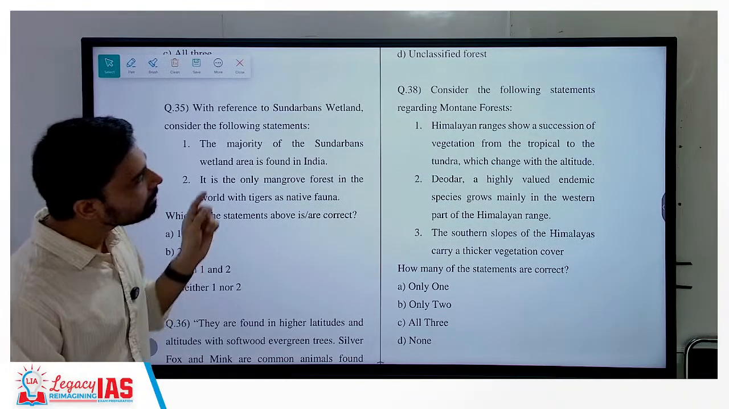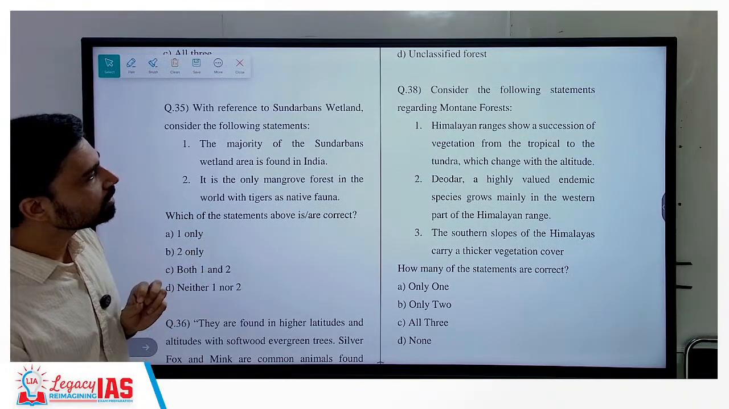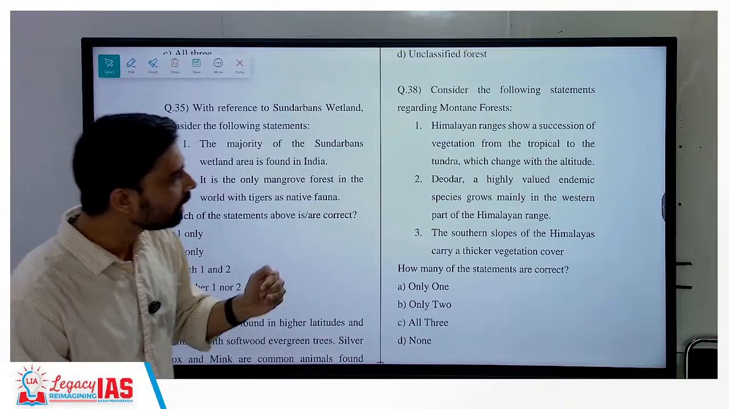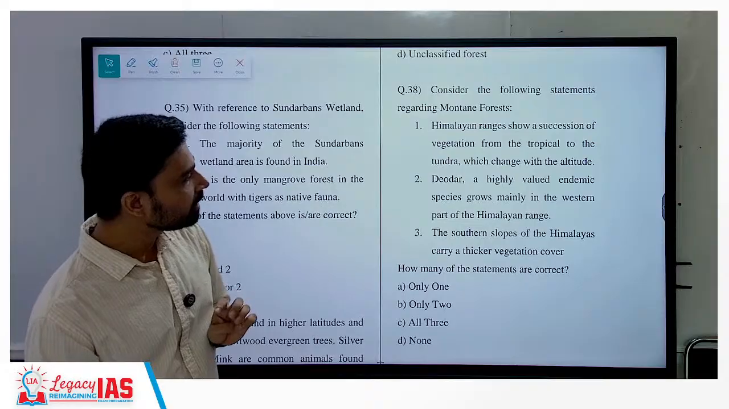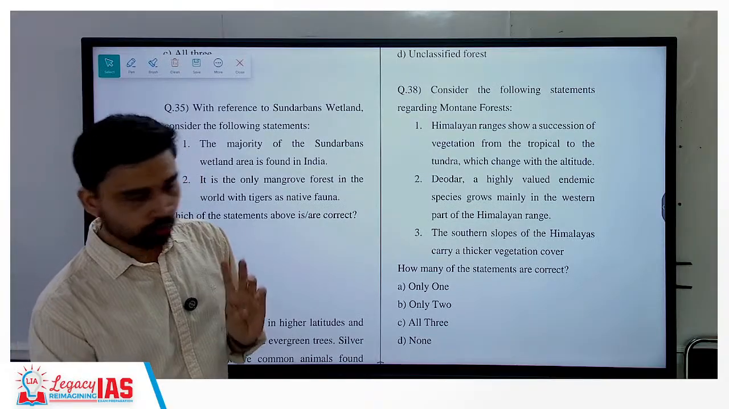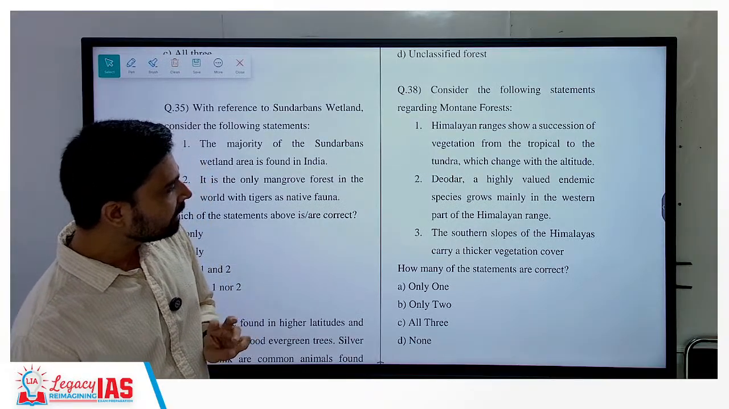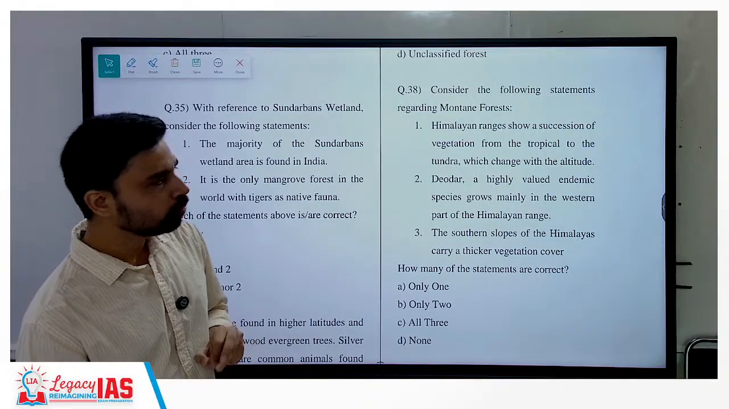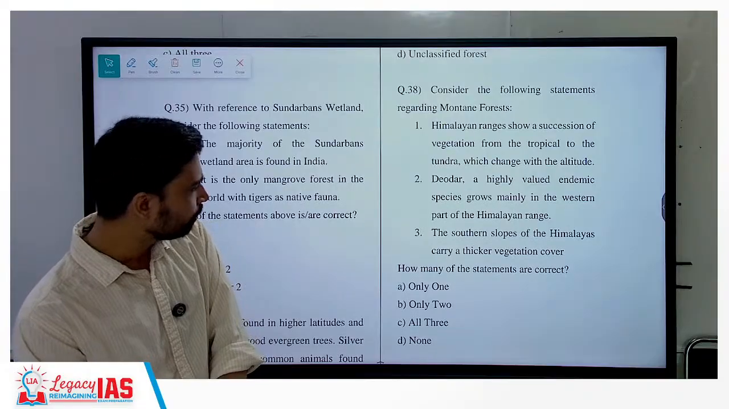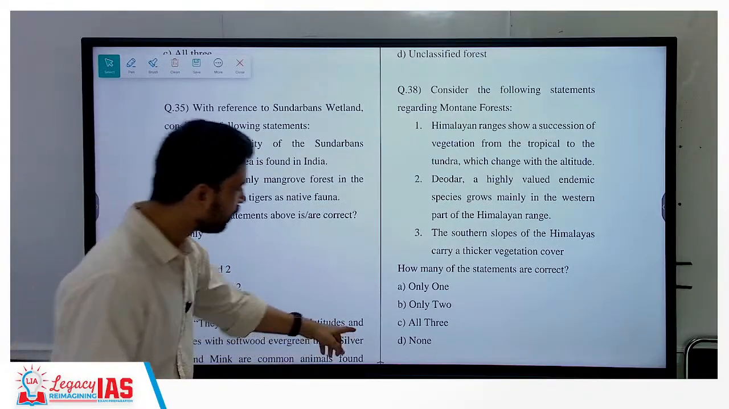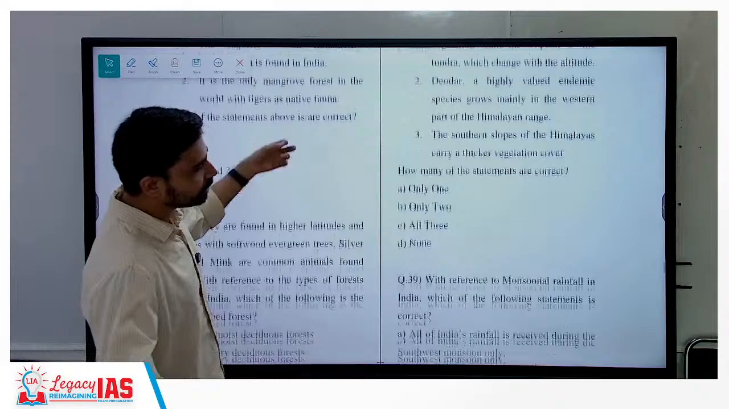Consider the following statement regarding montane forest. Himalayan ranges show a succession of vegetation from tropical to tundra which change with altitude. Right? Correct. Deodar is endemic species grown in the western part of Himalayas. True. Southern slope of Himalayas carry a thicker vegetation cover. True. Because you have more rainfall. Right? Orographic effect. More rainfall, more vegetation. What is the correct option? C. All the three. Southern slope has thicker vegetation cover due to heavy rainfall.